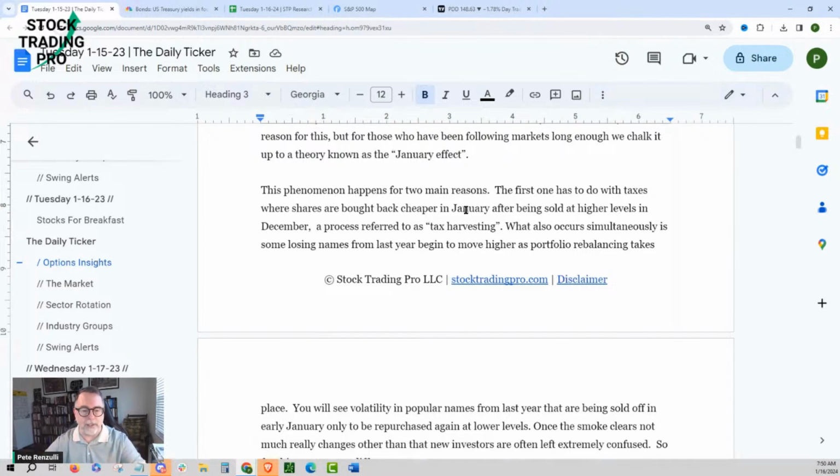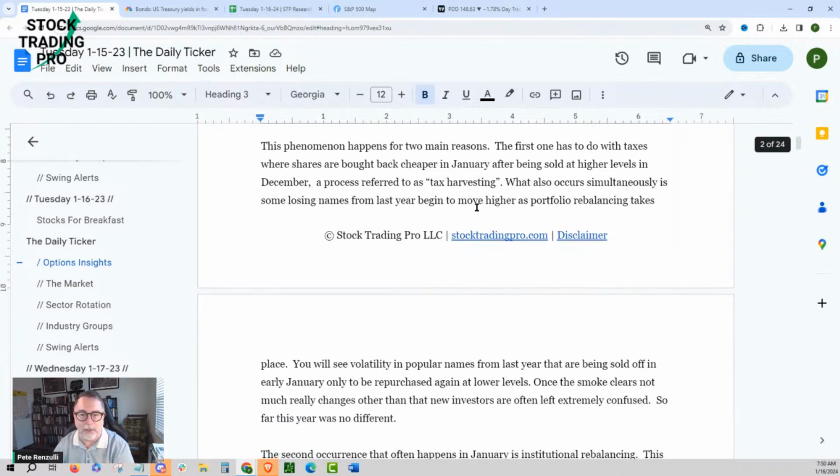So now, reasons, right? What are the reasons I want to buy? What are the reasons we're going sideways? You add these into the equation, that's all going to be about position sizing, right? So the first one has to do with taxes, where shares are bought back cheaper in January, and you're also pushing your taxes off into the next year, known as tax harvesting, right? What also occurs simultaneously is some losing names from last year begin to move higher as portfolio rebalancing takes place. Write that down, portfolio rebalancing.